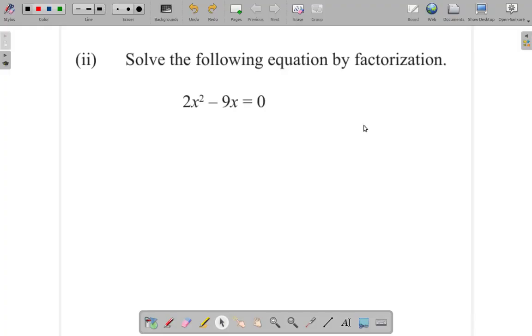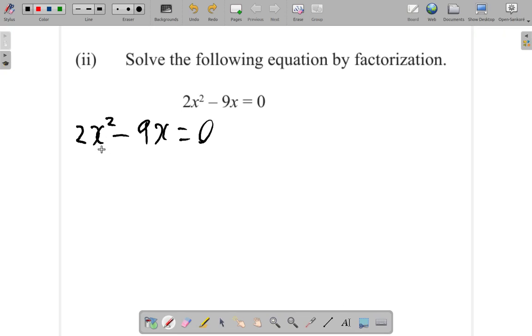Part 2 of question 2a. It says solve the following equation by factorization. Let's see what happens. You have 2x squared minus 9x is equal to 0. So 2x squared minus 9x is equal to 0.